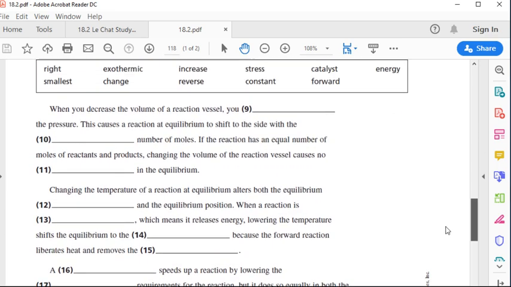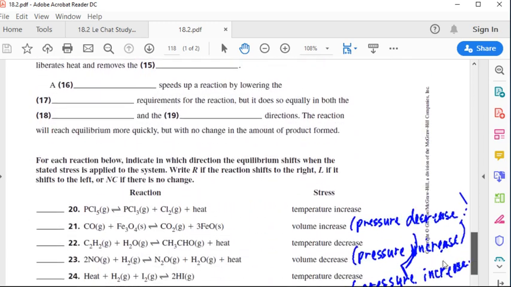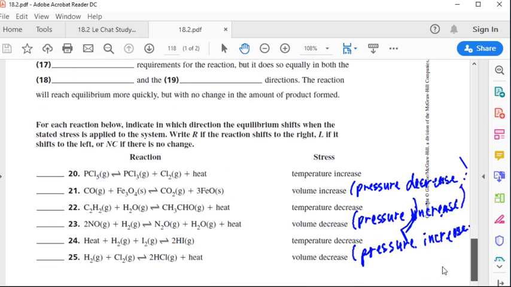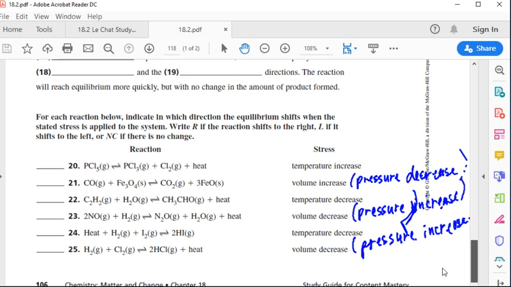There's a fill in the blank here, and at the end, a matching scenario. Of course, here they talk about volume increase. Remember, volume increase is the same thing as pressure decrease. So if you want to change all these volume stresses into pressure scenarios, you can. It's just the opposite. Volume increase is the same thing as pressure decrease. Volume decrease is the same thing as pressure increase, etc.